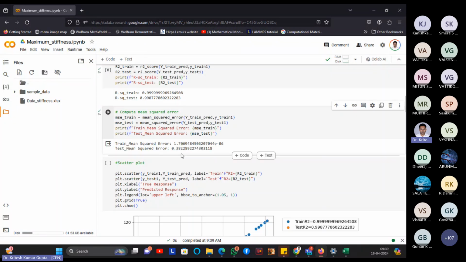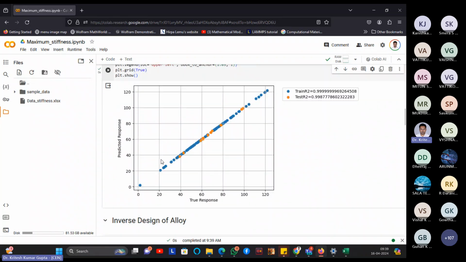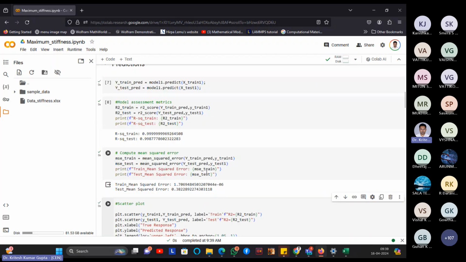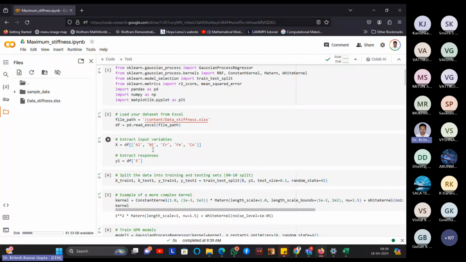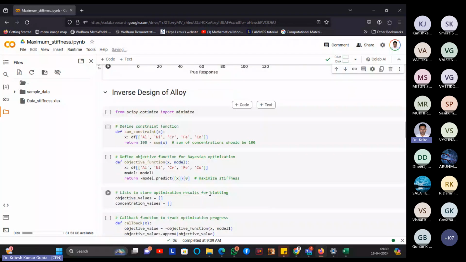Mean square error, if I can see, is quite low. The scatter response is also good. So now once this part is over, we have established this model is working fine, and we can deploy this model for any kind of sample space where individual parameters vary in a stipulated range. So now we can use this model for further analysis.